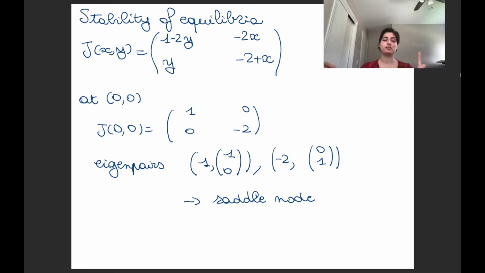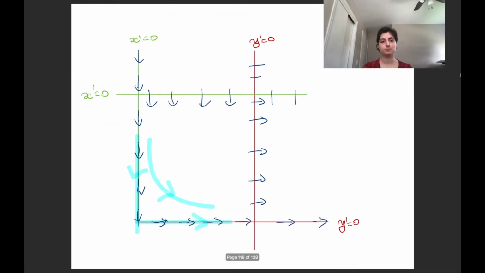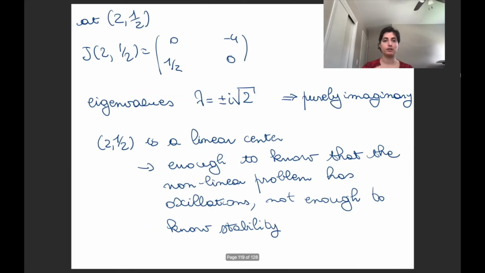That's interesting because it means that if you are moving towards the equilibrium, you're going to be bounced off. So it's a saddle node. In the vertical direction, you're moving towards it. In the horizontal direction, you're moving away from it. And everything that is not exactly on the vertical direction is moving past it. And let's look at the other equilibrium.